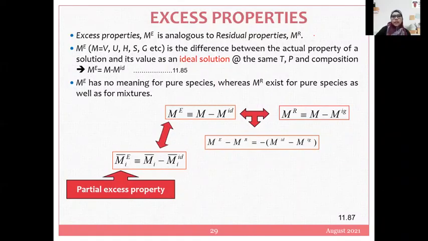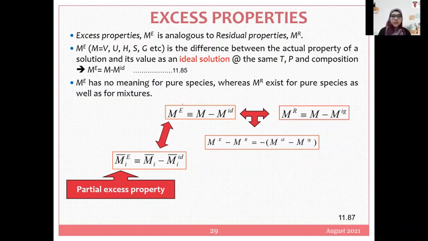Okay, and then we move to the excess properties. Previously we learned about the residual properties, which is the comparison between the actual and the ideal gas. The excess properties are analogous to the residual properties, but based on the actual and the ideal solution. The thermodynamic properties can be the molar volume, the enthalpy, the internal energy, entropy, or Gibbs energy. So this is how we can compare between the excess property and the residual properties.